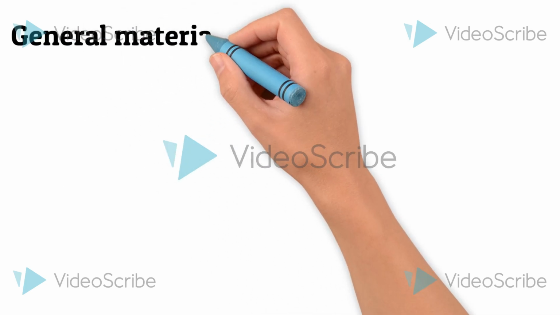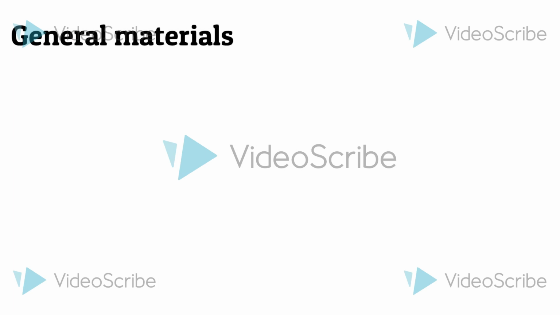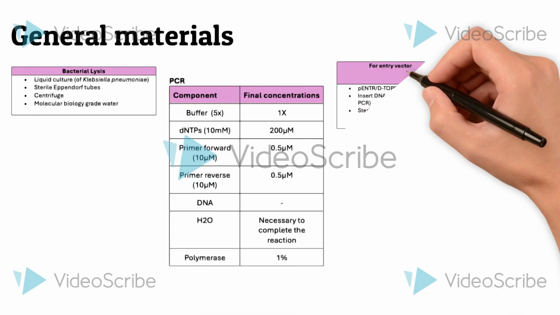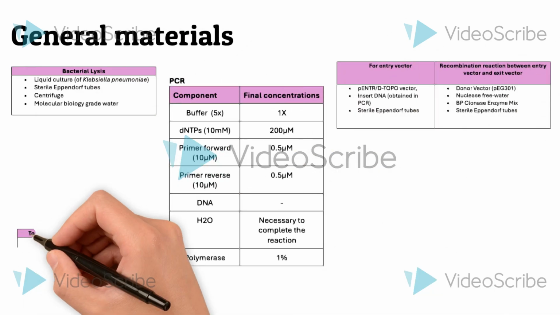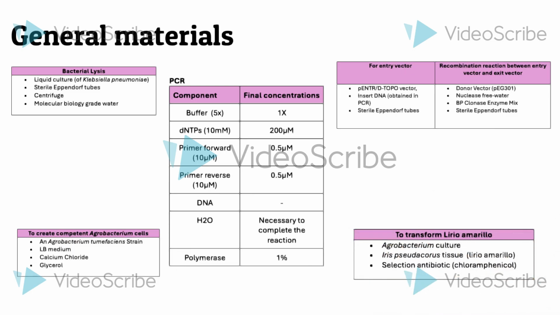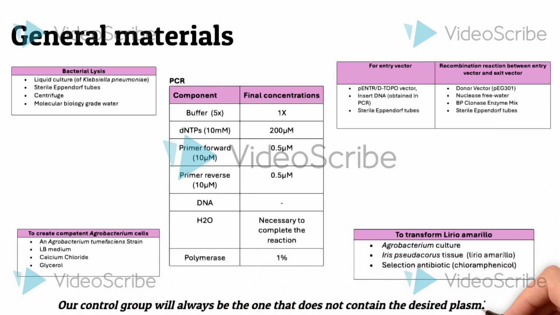Now let's take a look at the materials we'll be using in this experiment. The materials can be divided into categories based on the step of the experiment, as you can see. So we have the bacteriolysis, PCR reaction, recombination reaction for entry vector and exit vector, and to create competent Agrobacterium cells and to transform plants. I'm not going to go into detail about every single material here, but don't worry, you can pause the video at any time to take note of them. So let's dive into the detailed methodology.